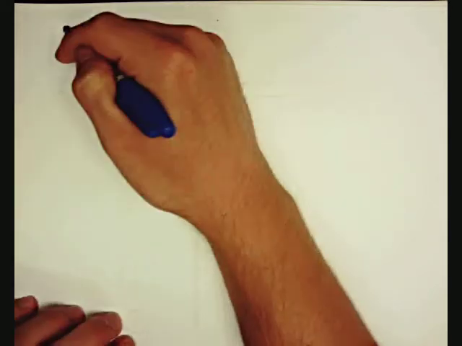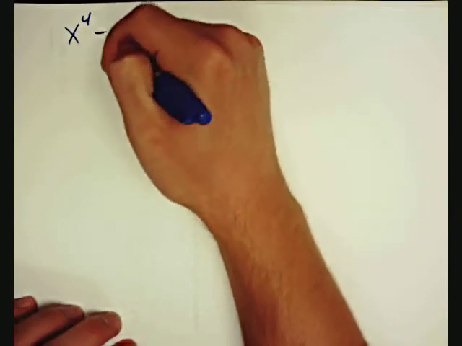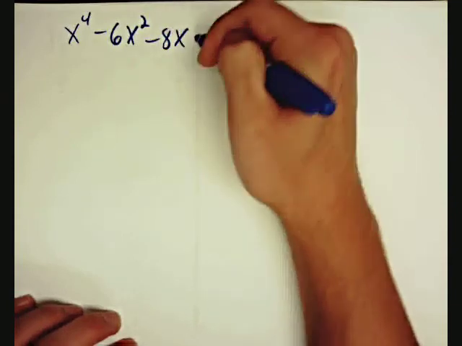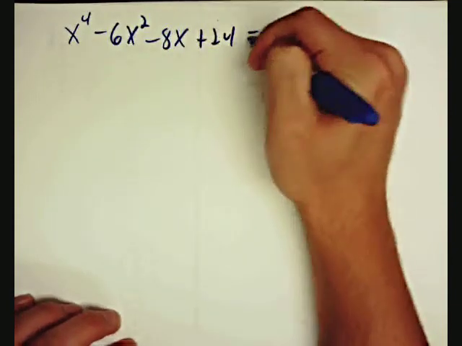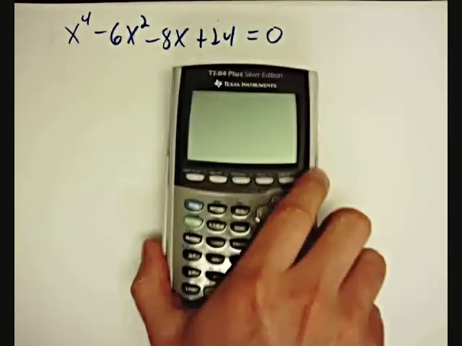We use the same procedure to solve polynomial equations rather than just finding the zeros of polynomial functions. So example 3, we're asked to solve the equation x to the fourth minus 6x squared minus 8x plus 24 equals 0. So again, the starting place is to go ahead and graph this on your calculator.